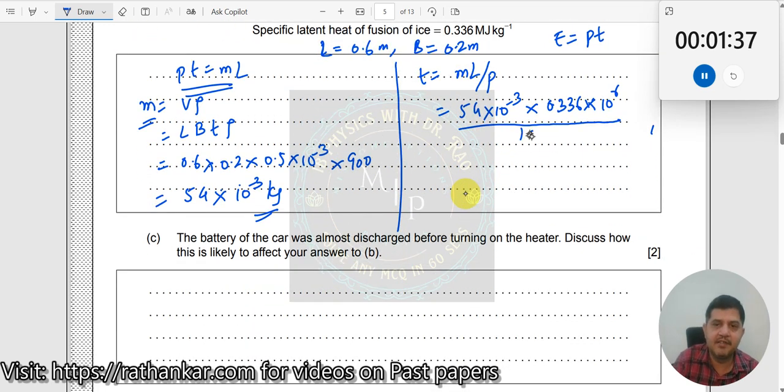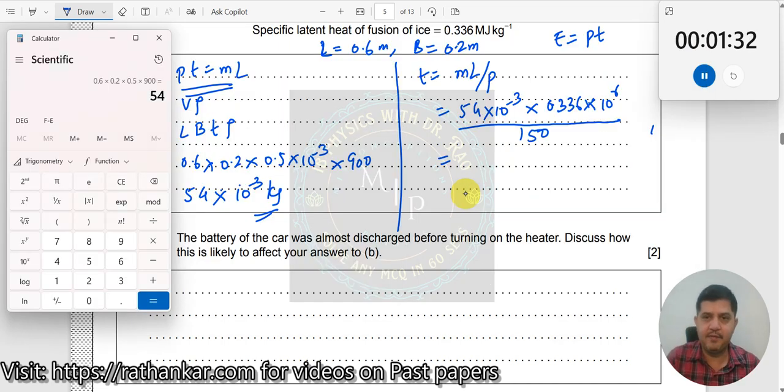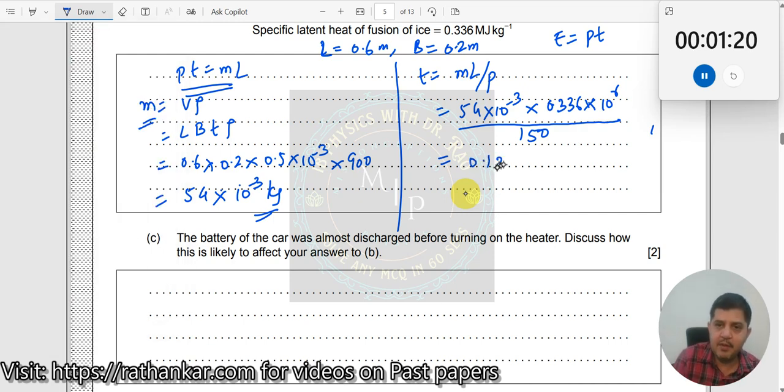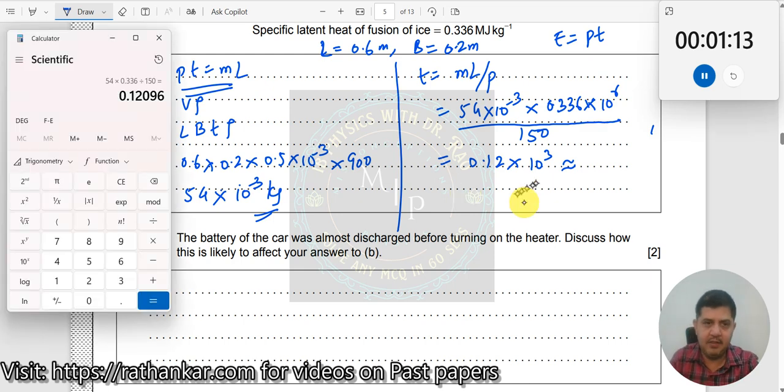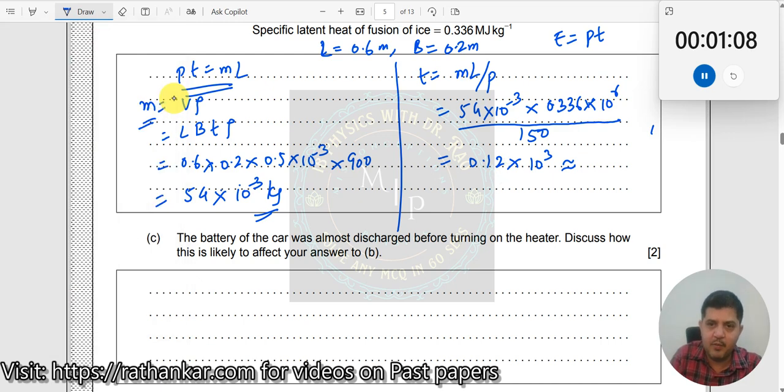Power is nothing but 150 watt. So when I do this, use your calculator, you get 54. Let me check: 54 multiplied by 0.336 divided by 150 will give me 0.12. 0.12 into 10 power minus 3, and 10 power 6 is nothing but 10 power 3 over here. So let me take the full value, 12096, right? So 1209 would be 121 over here. So you got the answer: 121 seconds.